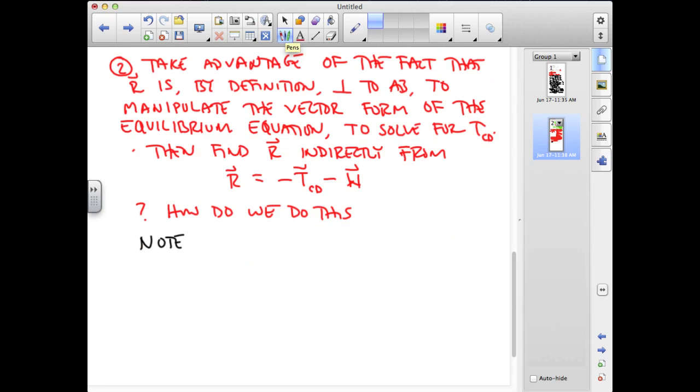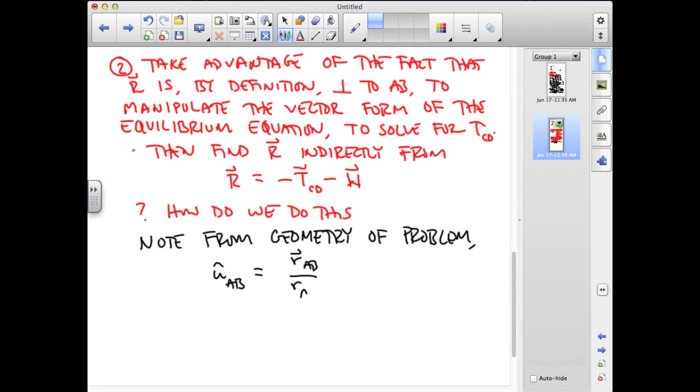First, we'll note from the figure that we can define a unit vector from A to B as the position vector from A to B divided by its own magnitude. We also are going to have the unit vector from C to D from the little icon that shows us the rise over run, defining the orientation of chord CD. So what we'll do is we'll take the dot product between the unit vector AB and the vector form of our equilibrium equation.